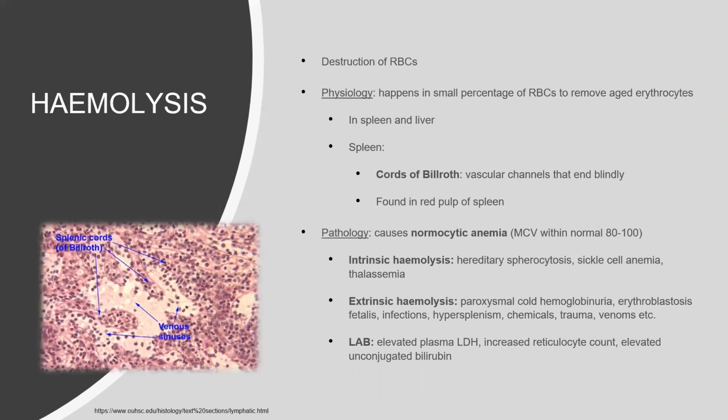Let's go to the last part, which is hemolysis. Hemolysis is the destruction of red blood cells. As I told you before, red blood cells live approximately 120 days. During this time, they undergo various metabolic and chemical changes, which result in a loss of deformability. Under normal circumstances, macrophages of the mononuclear phagocyte system or reticuloendothelial system recognize these changes and phagocytize the aged erythrocytes.